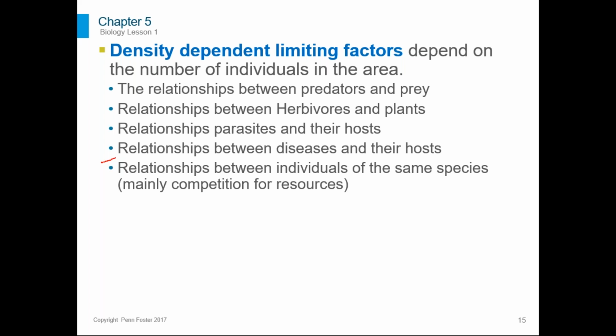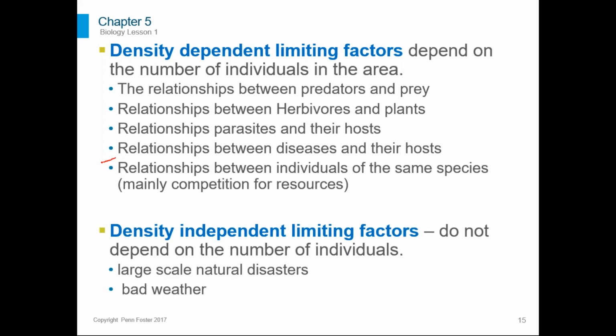Okay, the other category is density independent factors, ones where the population density does not matter. It's independent. There's not a lot of them. It's pretty much large scale natural disasters and bad weather. So you get a storm, a flood, a hurricane, a volcano, something that's going to kill off a lot of the population indiscriminately. I think a very clear example is a flood.